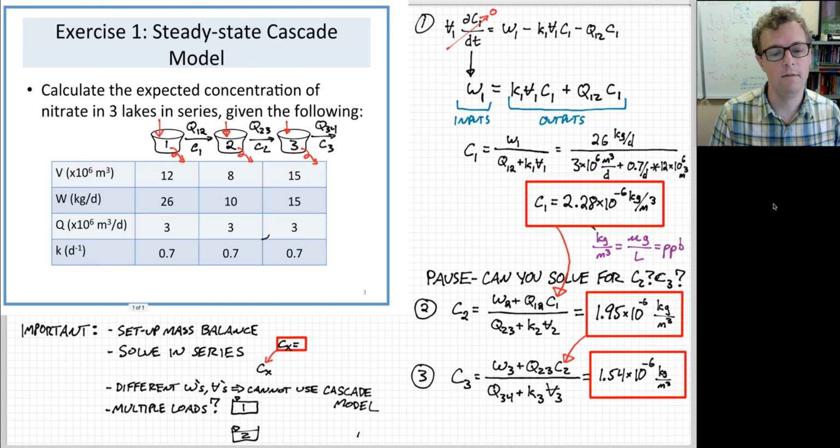Finally, as an extension of this problem, I would ask you to think about what you would do if you had multiple loads. What if you had two lakes, one and two, that both came together as loads into a third lake? You might think of that as Lake Superior as number one, Lake Michigan as number two, and Huron as number three. How would you have to change the mathematics? How would you have to change the approach to deal with a setup like that? That's something that we'll have you practice in your homework this week.